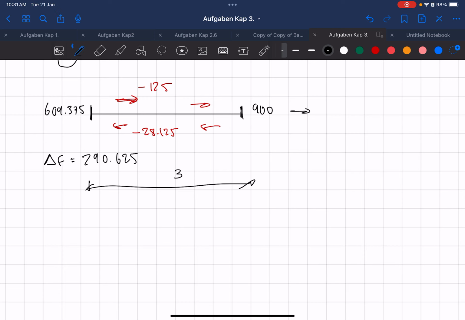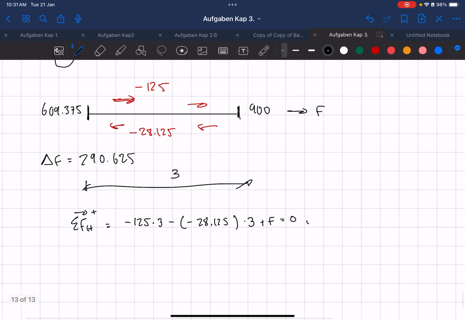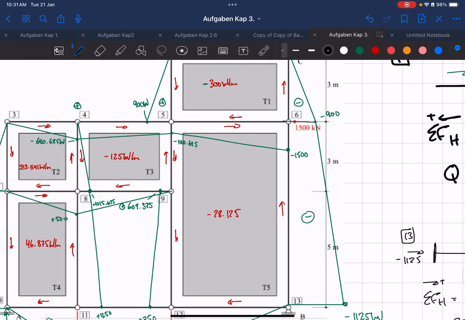So if I do F here, I should get 290. So I do F, I do the sum of all FH, positive in this direction, equals minus 125 times 3 minus 28.125 times 3 plus F equals 0. And the F that I'm looking for is a 290, so minus 125 times 3 minus 28.125 times 3 plus X equals 290.625. Okay, perfect. So they connect to each other.